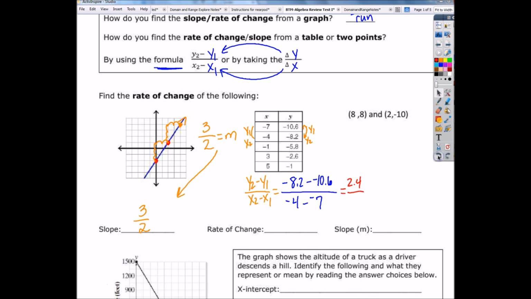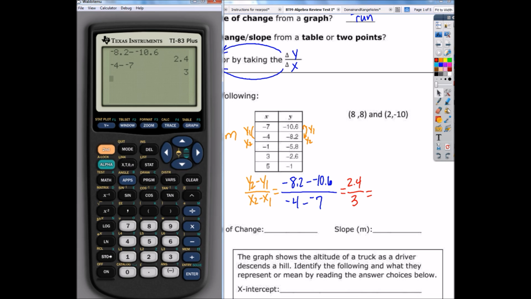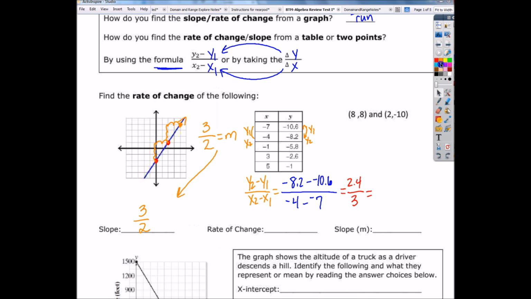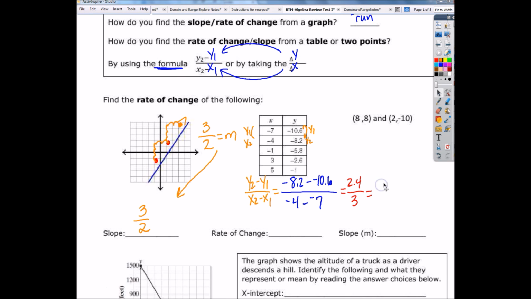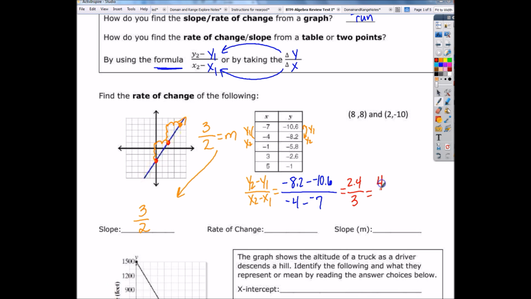Let's do 3 here. But I don't like decimals and whole numbers, so I'm going to use my trusty calculator. And I'm just going to put 2.4 divided by 3. But if I press enter, I'm going to get a weird decimal. So I'm just going to go over here and press the math button and then enter. And it's going to reduce that to the best fraction possible. So in this case, my fraction is what? 4 over 5. So my rate of change is 4 over 5. And it's a positive 4 over 5, going up 4 over 5.